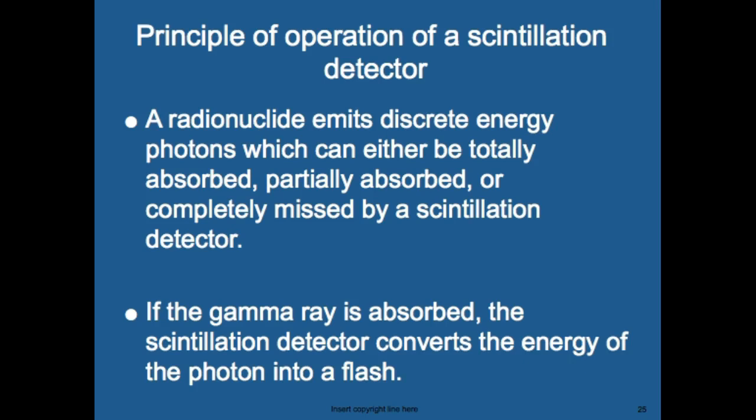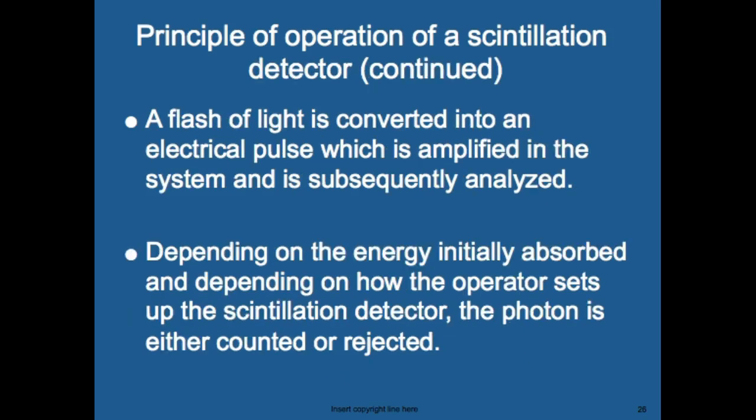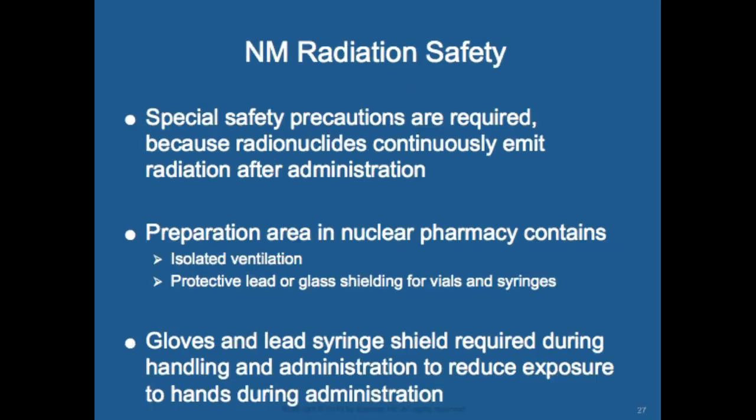So the principal operation of a scintillation detector: a radionuclide emits discrete energy photons, which can either be totally absorbed, partially absorbed, or completely missed by the scintillation detector. So if a gamma ray is absorbed, the scintillation detector converts the energy of the photon into a flash. The flash of light is converted into an electronic pulse, which is amplified in the system and is analyzed. Depending on the energy of the initial photon absorbed and how the operator sets up the scintillation detector, the photon is either counted or rejected.